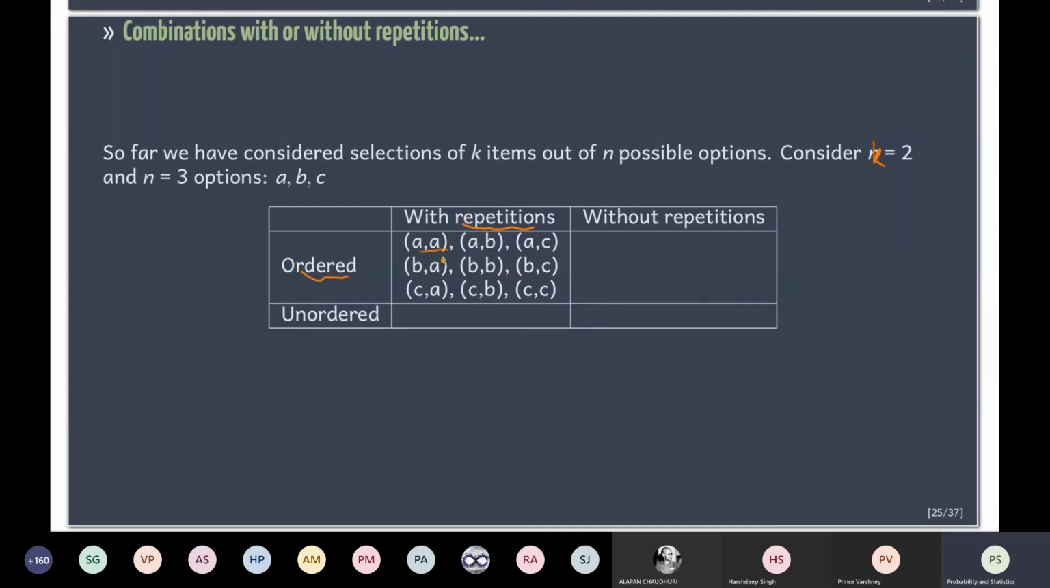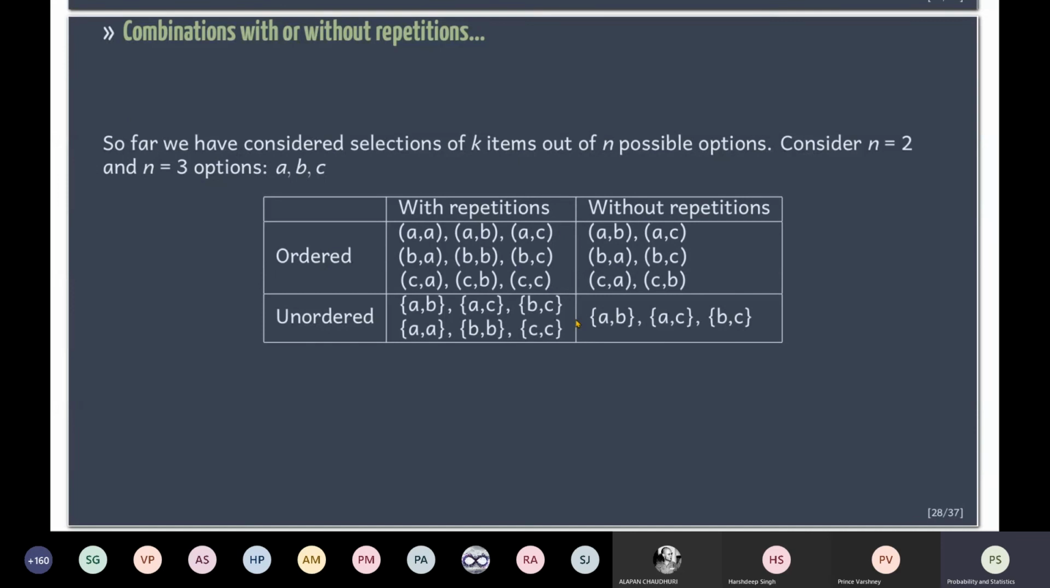So repetition is allowed here. So A and A was there, so B and B was there, C and C was there. If you consider those with repetitions, then this many possibilities are there, right? If we do without repetitions, then it reduces to this. Then we have removed this guy, this guy, this guy, and we are left with this without repetitions. But these are still with ordering. So ordering matters here, right? Now, if we remove the ordering, then it further reduces to this, because AB is the same as BA, and so on.